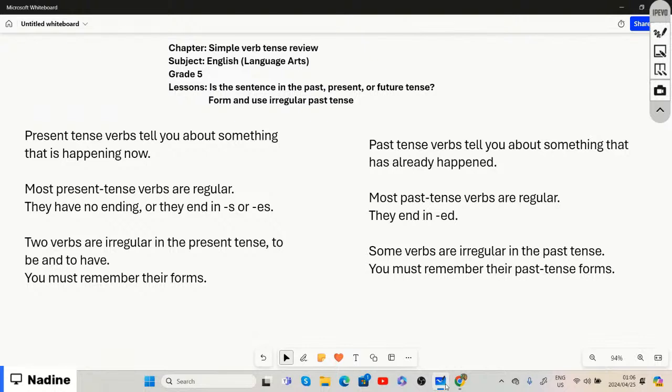And when we first talk about present tense, present tense is things that are happening now. It is something that is happening currently, now, as we are speaking. It's in the present. It is now.